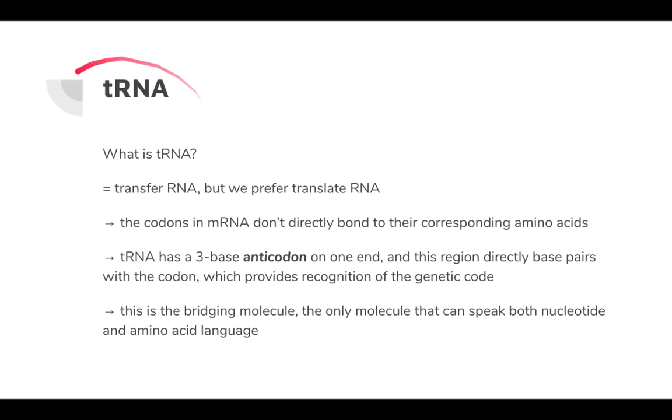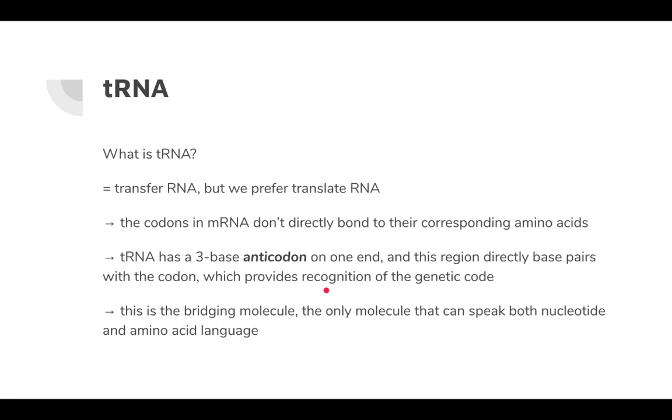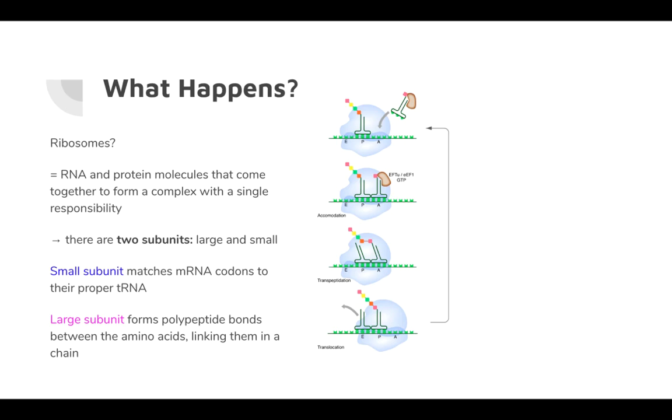Now, what is tRNA, though? tRNA stands for transfer RNA, but we prefer to call it translate RNA. Because the codons in mRNA don't directly bond to their corresponding amino acids. Not directly. The thing about tRNA is that it has a 3-base anticodon on one end, and this region will directly base pair with the codon on the mRNA strand, which will provide recognition of the genetic code. How genius is that? This is the bridging molecule. This is the only one that can speak both nucleotide and amino acid language. It can do both. So what exactly is going to happen here? We have ribosomes, and these guys are what are crucial to translation.